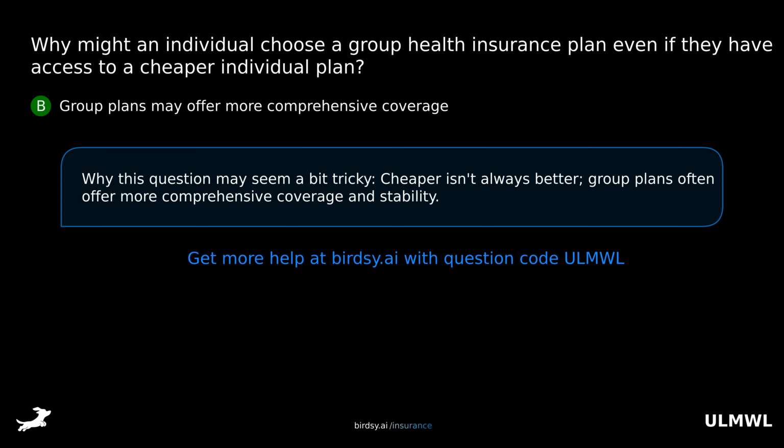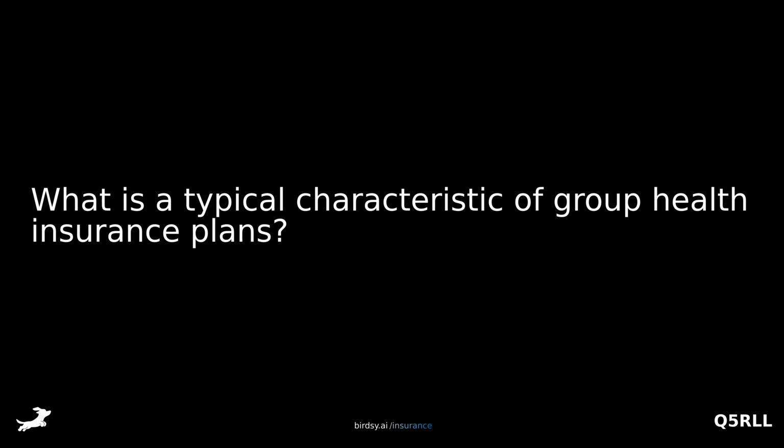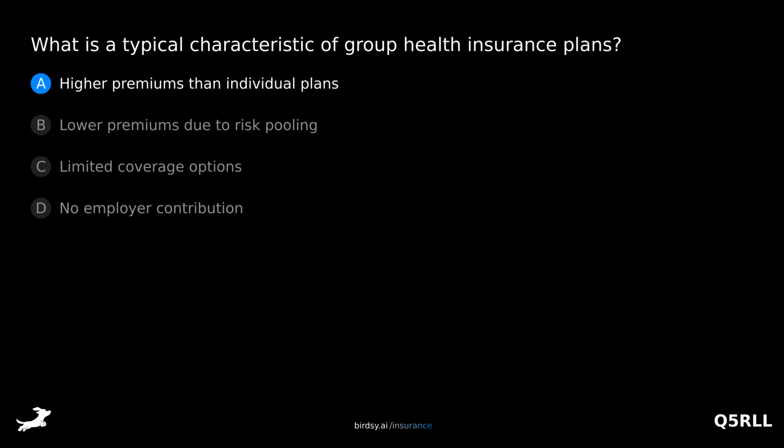Why this question may seem a bit tricky. Cheaper isn't always better. Group plans often offer more comprehensive coverage and stability. What is a typical characteristic of group health insurance plans? Is it A, higher premiums than individual plans? B, lower premiums due to risk pooling? C, limited coverage options? Or D, no employer contribution?